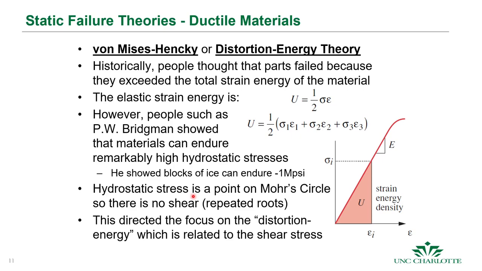And so based upon these results, people began to wonder, well, we thought it was the strain energy mechanism, but if we can go way higher in our stresses if we have hydrostatic stresses, there's something that's missing. And so they came up with the distortion energy theory, which is related to the shear stress. And then we say that things fail because of distortion energy, not the strain energy due to the hydrostatic stresses. And so we have to separate those out. So bear with me while I walk through this, okay?